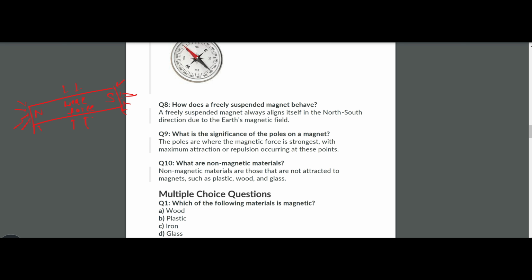Now you see, what are the non-magnetic materials? Already we discussed this. Non-magnetic materials are plastics, wood, glass. All these are non-magnetic materials.